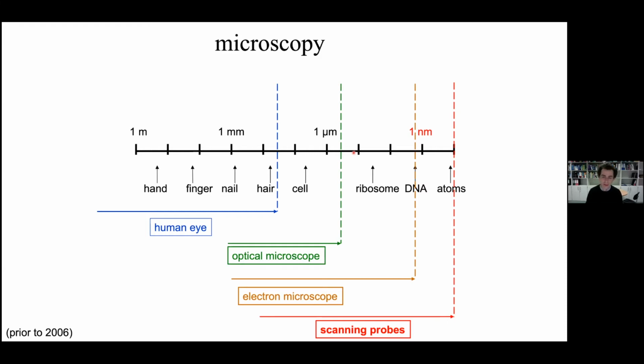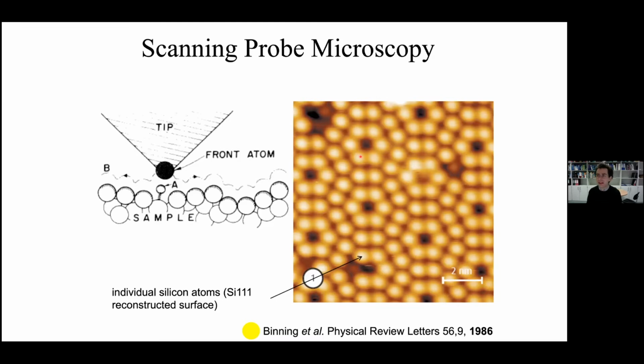Scanning probe microscopes are basically nanoscale tips or nanoscale fingers, which you can slide on a surface. And given the nanoscale size of the probe, they can resolve nanoscale features. This is a very stunning picture of the surface of silicon 111, where you can see that each of these dots corresponds to an individual atom. So this was a conceptually new microscopic tool, which was introduced almost 35 years ago.